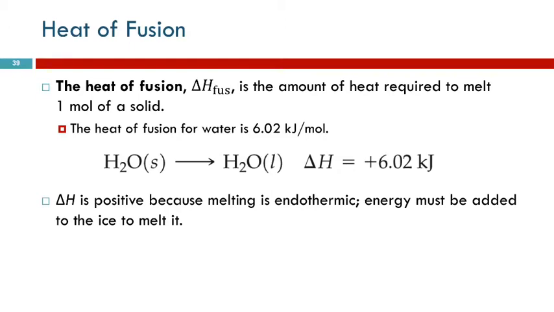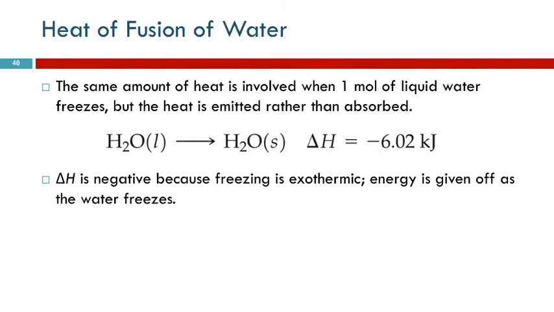Heat of fusion for water is 6.02 kilojoules per mole. That's a lot less than the heat of vaporization, because you don't have to completely overcome all of the intermolecular forces. You just have to overcome enough of them that they can slide around. So 1 mole requires 6.02 kilojoules. This is positive because ice melting is endothermic. The opposite, freezing, going from liquid to a solid, releases 6.02 kilojoules of energy.